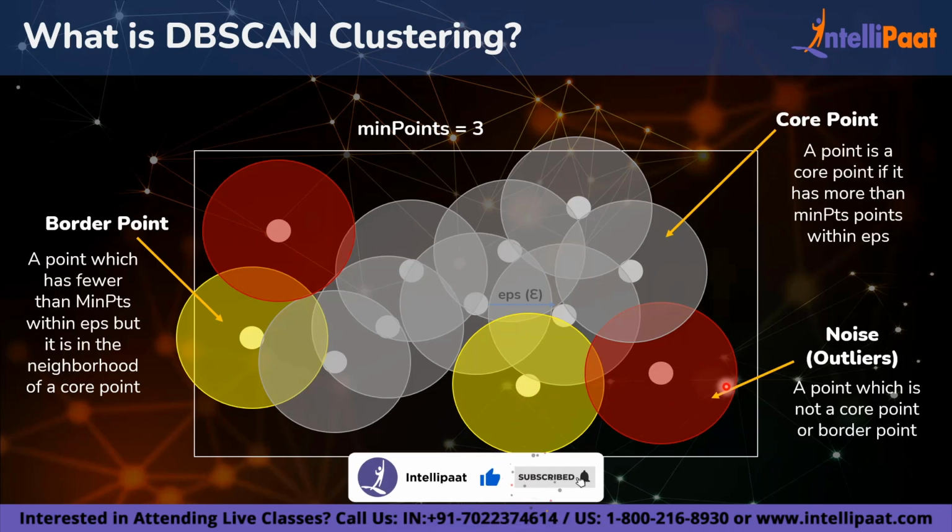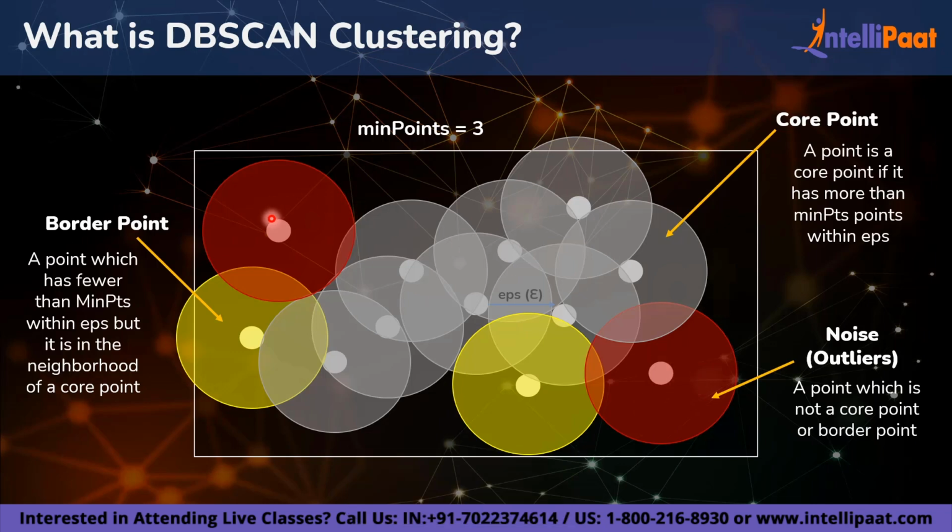So here you can see we have two noise or outliers. This one, the red one, and this. As you can see, inside the epsilon radius of these two data points, there are no other data points present other than that data point. So they have only one data point inside their epsilon radius, this one and this one. There are no more data points inside their epsilon radius, and that's why they are defined as noise or outliers for this data set, right?